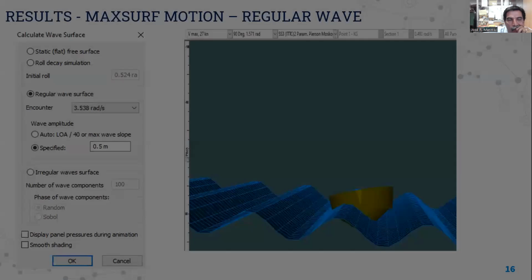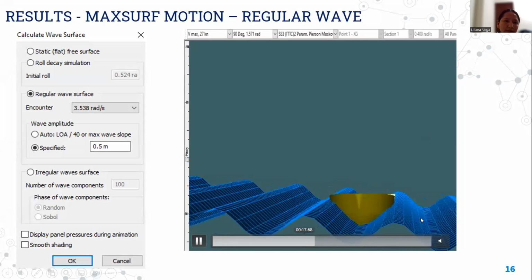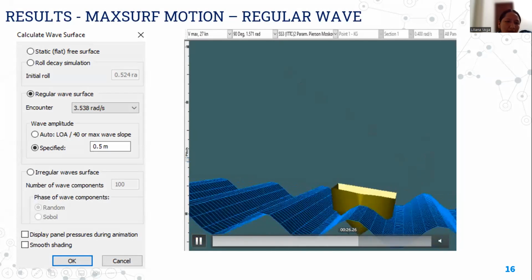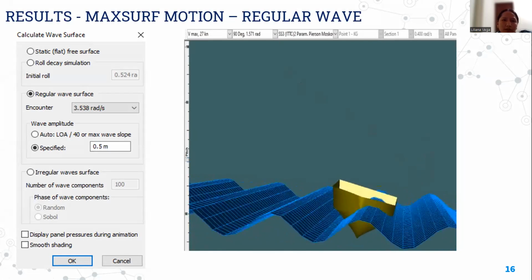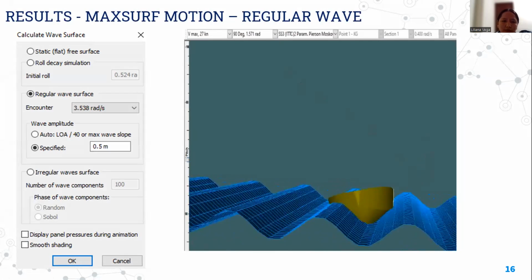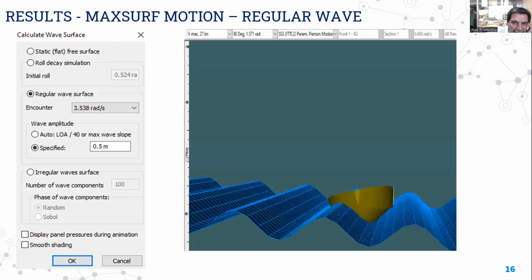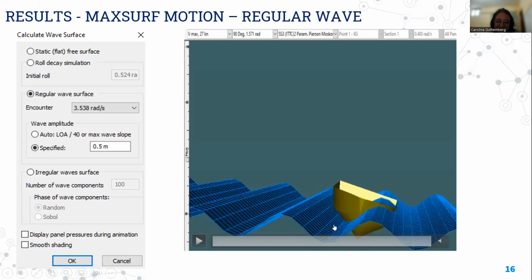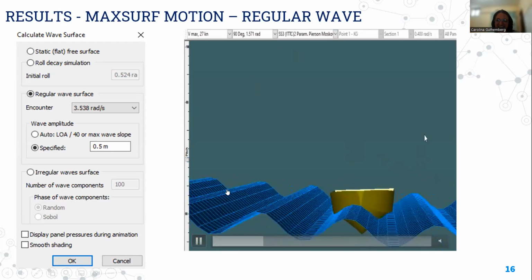And this is the result of the regular waves. Consider the frequency, 3.53 rad over second, and the amplitude of the wave of 0.50 meters. Wow, that's a small wave, and still the ship moves a lot. Yeah, but if we consider 1 meter, probably you are very close to resonance. Yes, that's a problem.